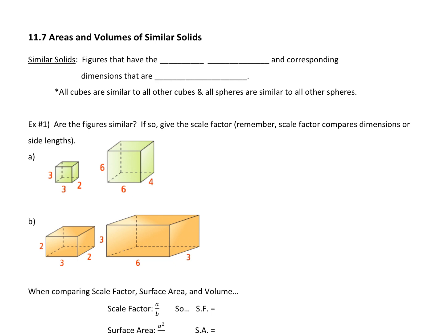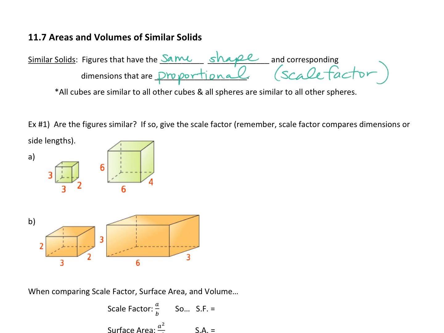Similar solids are solids that have the same shape and corresponding dimensions that are proportional, as Cole told us. Okay, that means if they're proportional, we have a scale factor. Remember scale factors? Yeah, we've done this.